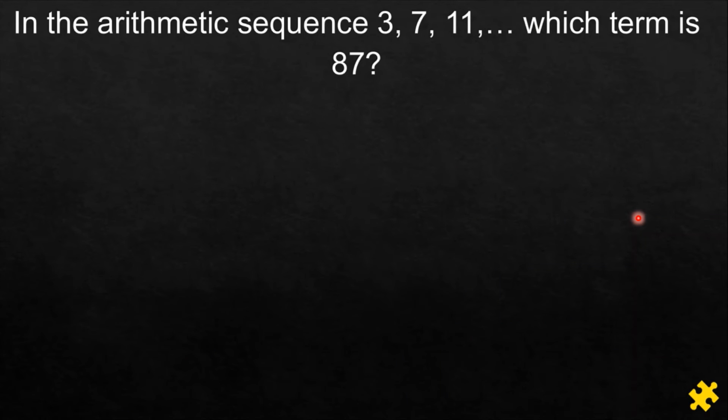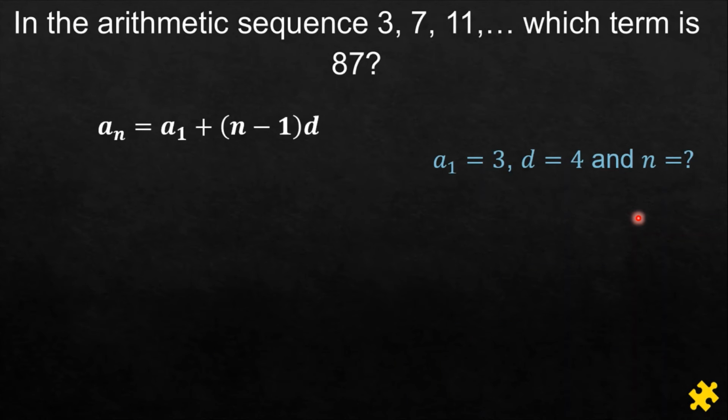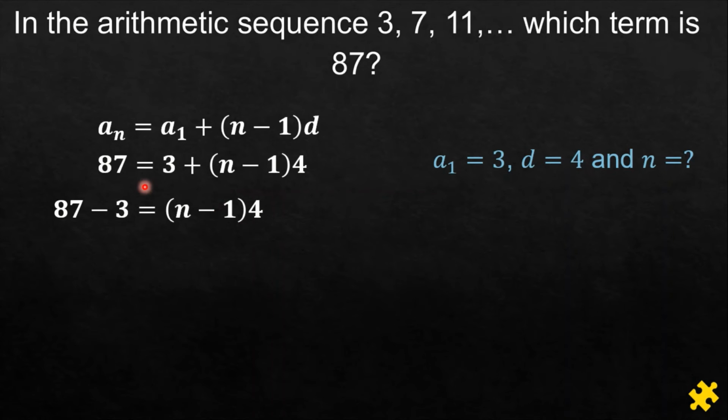We can also solve this problem this way. So, ito yung kanina. So, plugging in the values of a sub 1 and d to our general term. So, ito na ang lumabas na expression. Ngayon, ang gagawin natin is we add negative 3 to both sides of the equation. Or we subtract 3 to both sides of the equation. Okay? O kaya, we use transposition. So, in this case, we have 87 minus 3 equals quantity n minus 1 times 4.